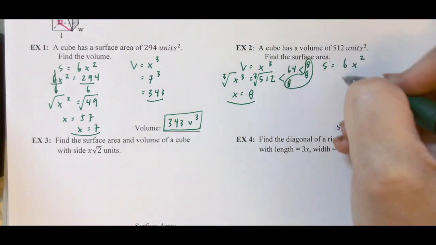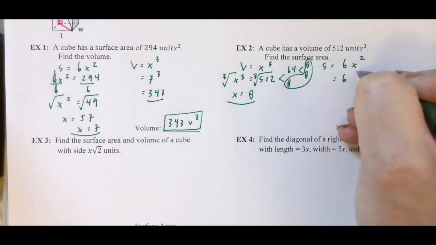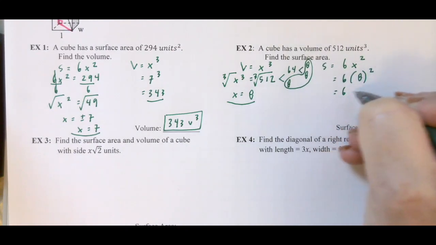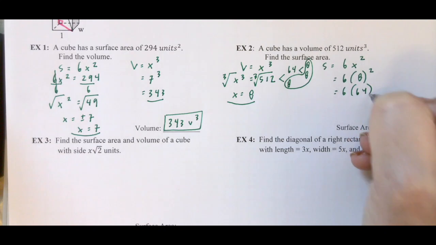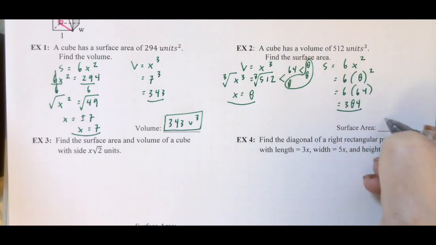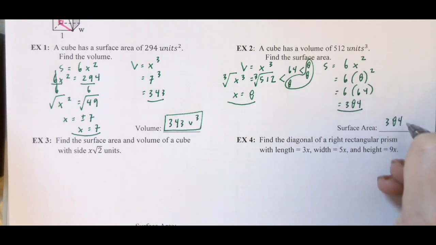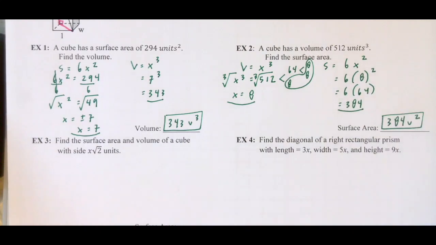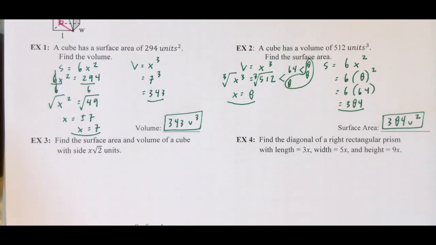So I plug that back in over here. So 6 times 8 to the second power, 6 times 64, and I get 384. So 384 units squared. So surface area, it's like wrapping paper. We're looking at the number of non-overlapping unit squares that cover a figure. All right, next up.